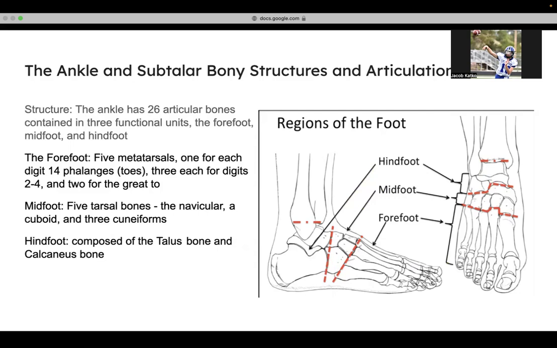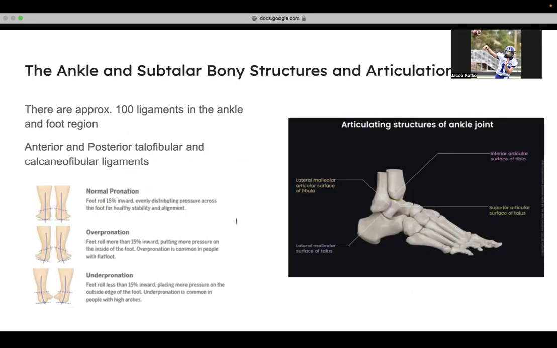And then lastly, the hindfoot, which would be the back of the foot, is composed of the talus bone and calcaneus bone. There are approximately 100 ligaments in the ankle and foot region, including the anterior and posterior talofibular and calcaneofibular ligaments.